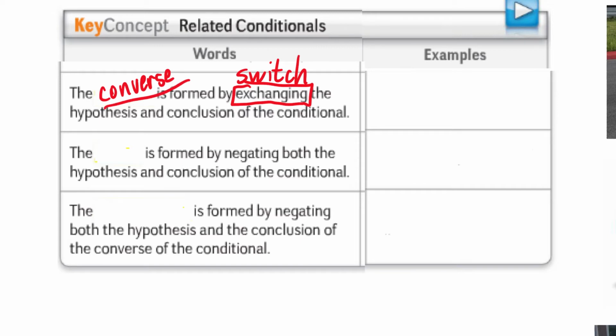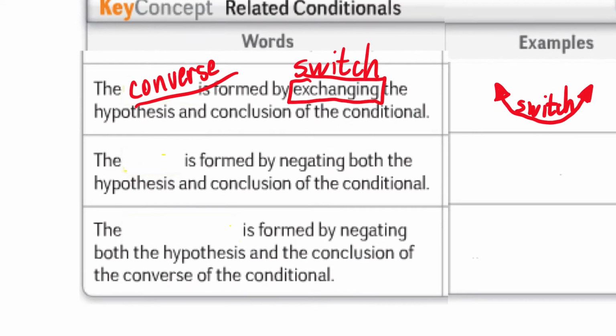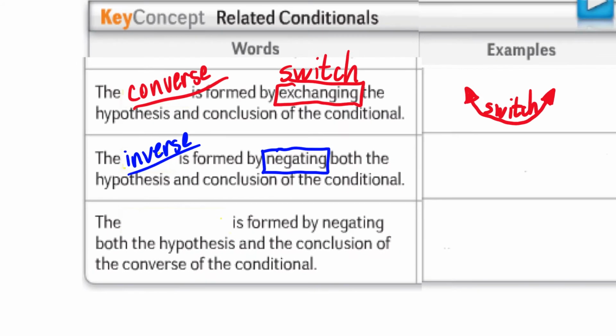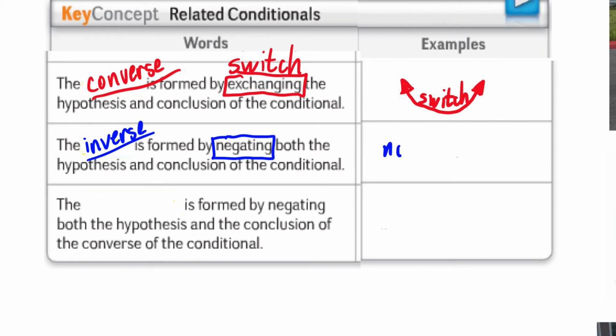So on the converse, what you're going to do is you're just going to switch. And we'll do an example in just a second. You'll know what I mean by this in just a little bit, but we're going to switch the hypothesis and conclusion. Next, the blank is formed by negating. Switching into inverse. Is the inverse. Good. The inverse is formed by negating both hypothesis and conclusion. So on this one, we're going to make the hypothesis and conclusion both say not. And again, you'll see what I mean by that in just a second.